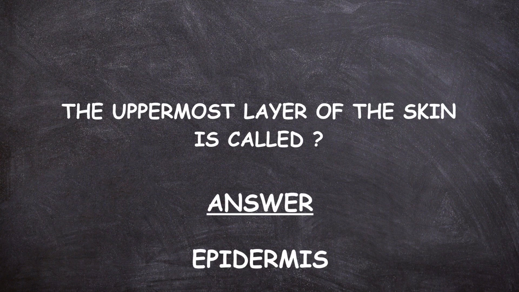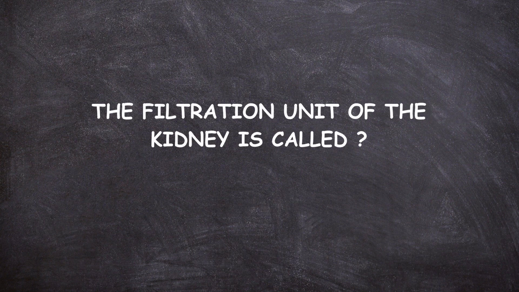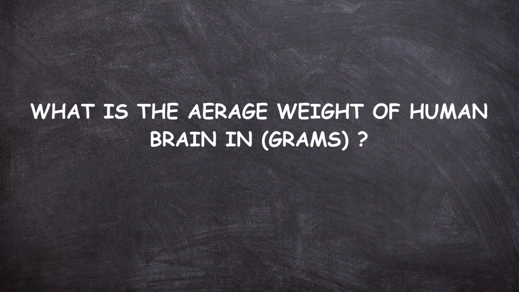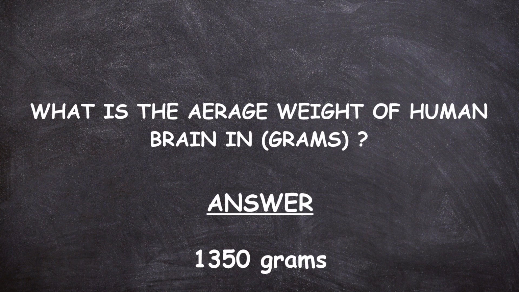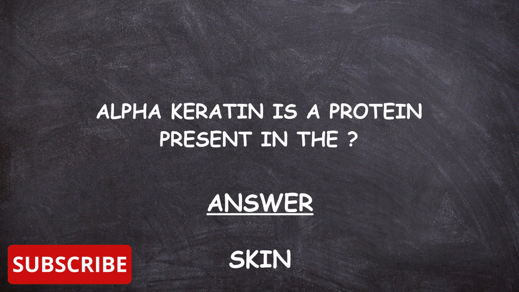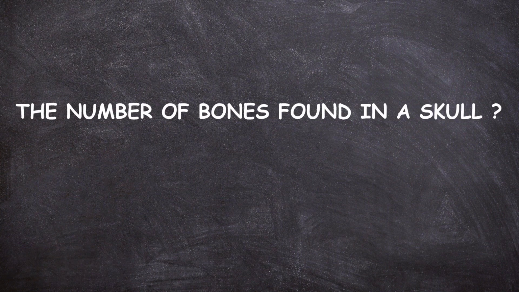The filtration unit of the kidney is called? Answer: nephron. What is the average weight of a human brain in grams? Answer: 1350 grams. Alpha keratin is a protein present in the? Answer: skin. The number of bones found in the skull? Answer: 8.